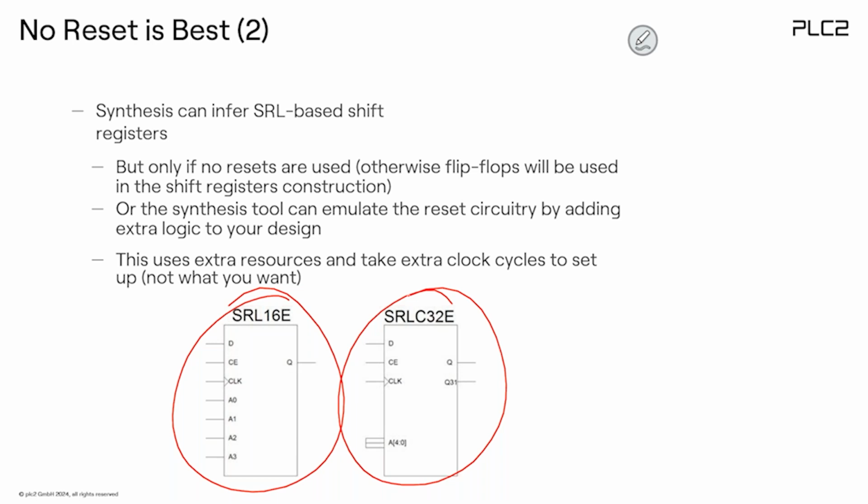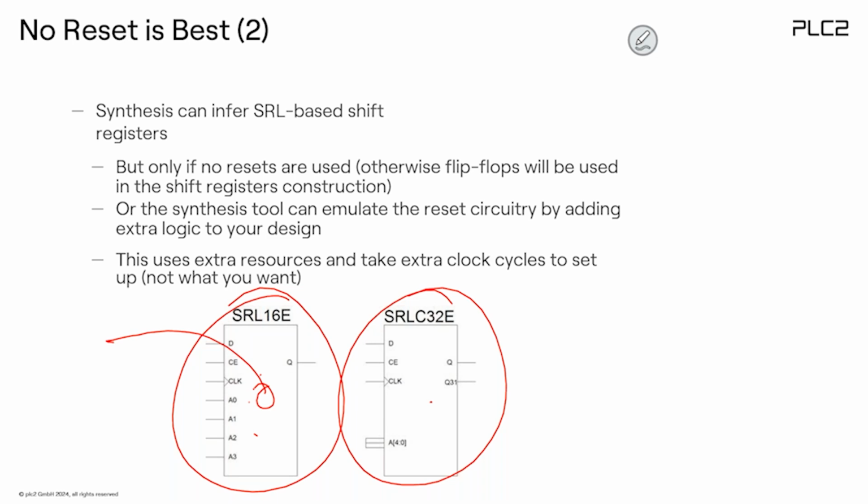This means lookup tables may be used as shift registers. But if you look at the symbol, there's no reset. You see, there's no reset at all. This means even if you describe a shift register, the tool would like to implement this using this very effective internal component, but it's not possible because there's no reset.